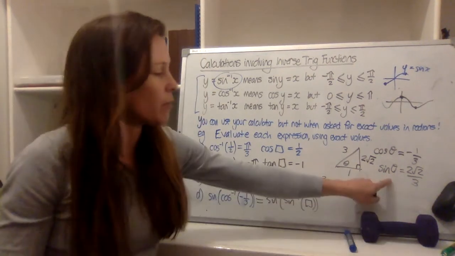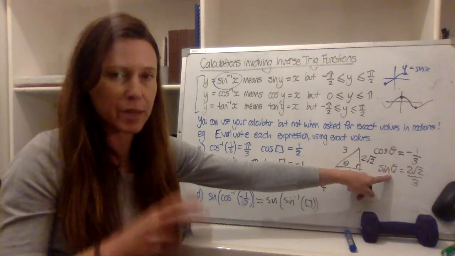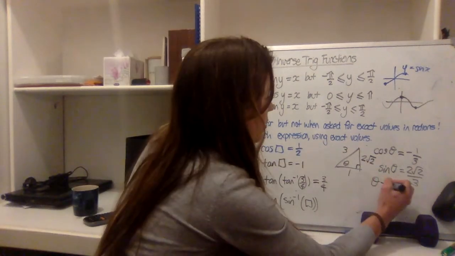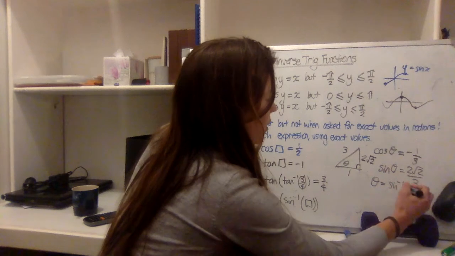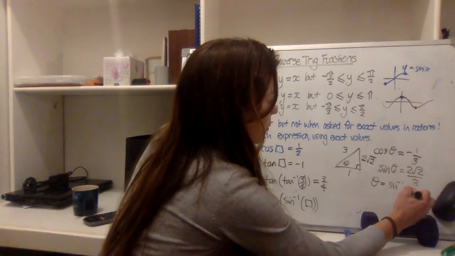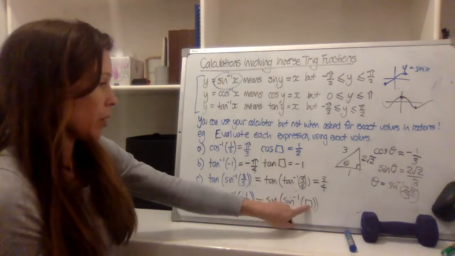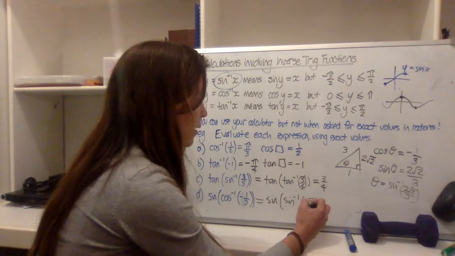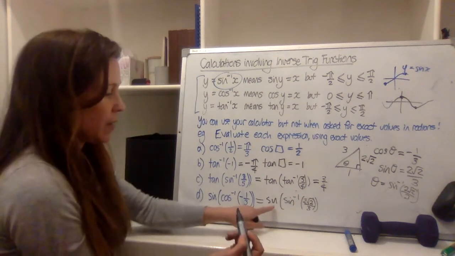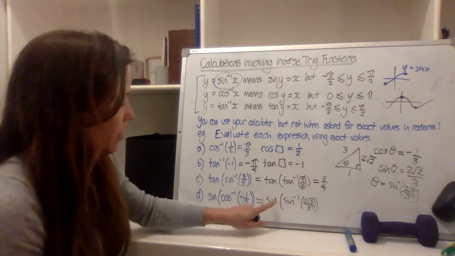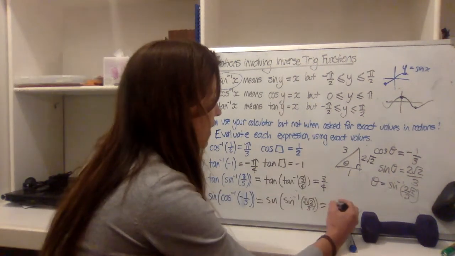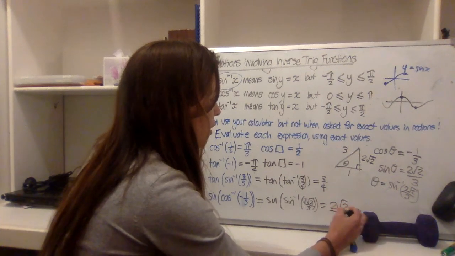Now, can I convert this so that it's in the form theta equals something? Of course, theta is going to be the inverse sine of 2 root 2 over 3. So it's 2 root 2 over 3 that goes here in my nice friendly box. And in fact, now I've got the situation, the sine of the inverse sine of something, the answer is just going to be that something. So we get 2 root 2 over 3.